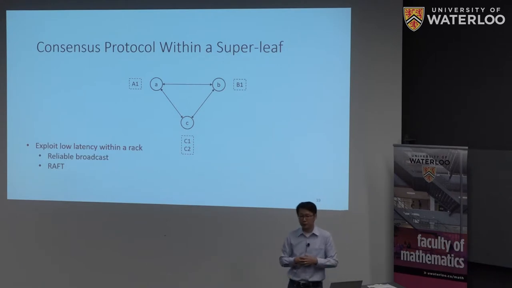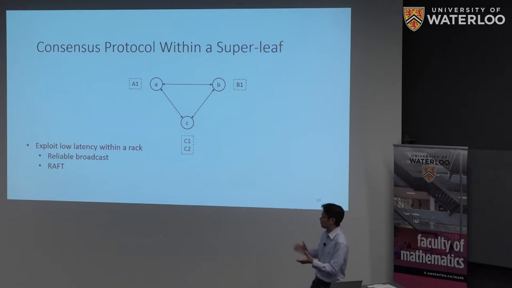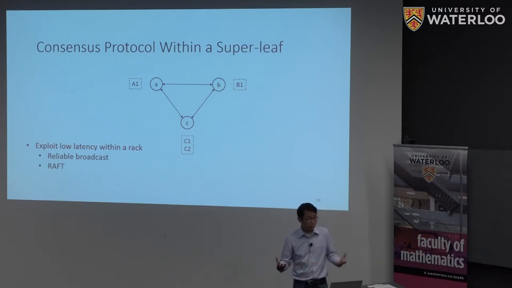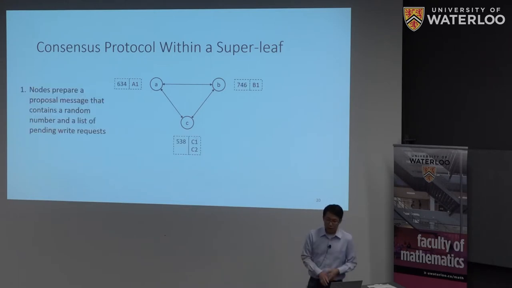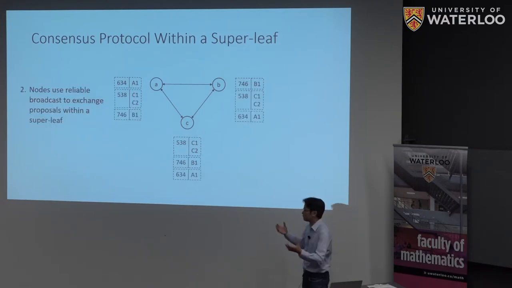This protocol relies on using reliable broadcast, which can sometimes be hardware accelerated if the nodes are within the same rack, as a way of disseminating state between different nodes. Alternatively, we can just use multiple instances of a consensus protocol like Raft to perform the reliable broadcasts. In this example, we have 3 nodes, and each of these nodes received some requests from different clients in the previous cycle. Now, the protocol works by first creating a proposal message that contains a random number plus a list of write requests that the server has received.